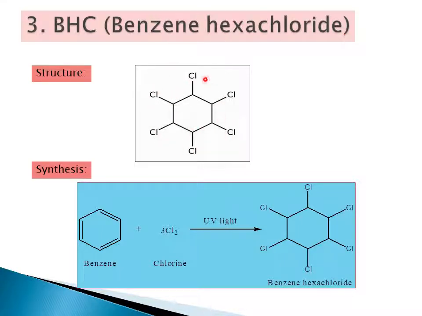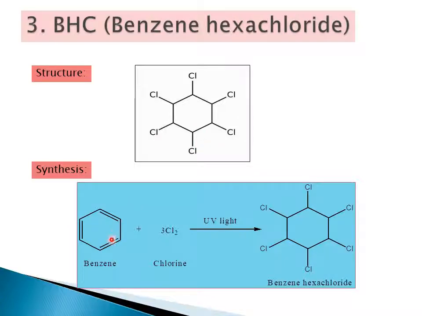Write the cyclohexane and all the corners consisting of chlorines. I didn't represent the hydrogen here, but each and every corner also consists of a hydrogen. But for simplification, we just have to highlight the chlorines. So whatever the other bond is, it is hydrogen. This is the structure of benzene hexachloride.